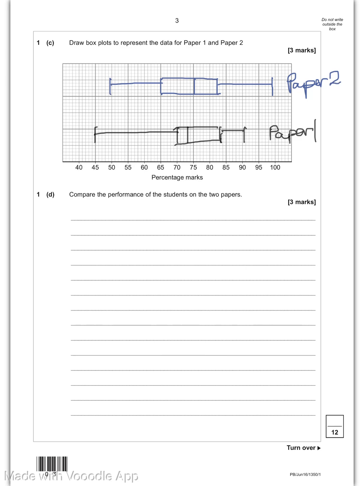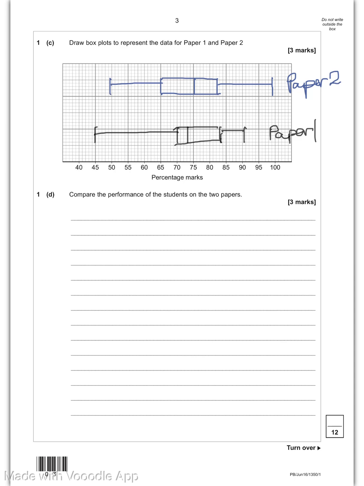Now I've got to compare the performance of the students on the 2 papers. My guide to comparing 2 distributions is that you should comment on the average, which is where most people are, and you should comment on the spread, which could be, depending on the information you've got, the standard deviation, the range, or the interquartile range. Interquartile range is good because it's not affected by extreme values like that one bright spark who got 99%, or that one person who got 45% in paper 1. I recommend not comparing extreme values at all.